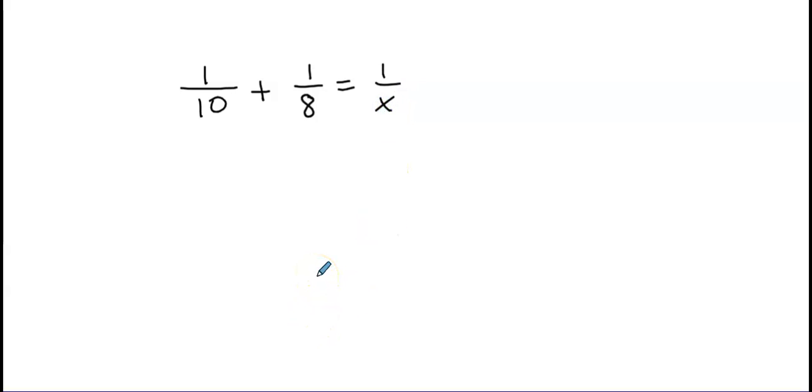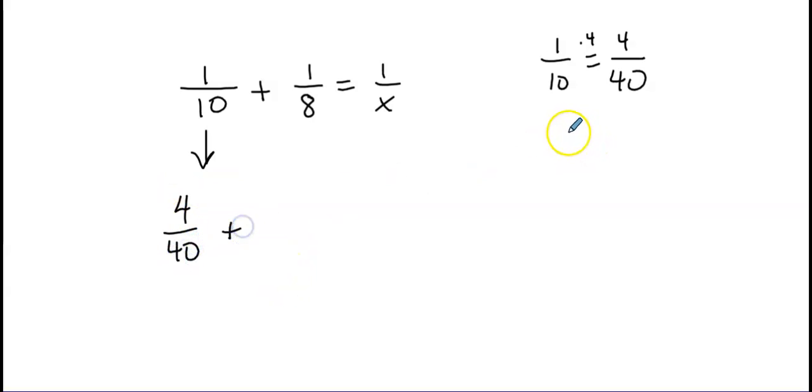So there's my equation. Now, 10 and 8 have a lowest common multiple of 40. I could multiply the 10 times 8, and that would work, but I can also use 40. It's just a smaller number that both of them divide into. Okay, so 1/10 equals how many 40ths? Well, 10 times 4 is 40, and 1 times 4 is 4. So I'm going to change the 1/10 to 4/40ths plus 1/8.